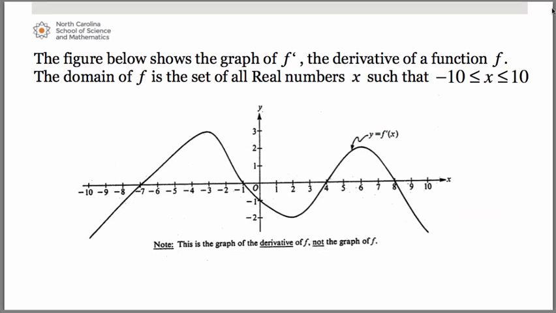We were given a figure that is the graph of f prime, the derivative of a function f. The domain of f is the set of all real numbers. And the graph we're looking at specifically is from -10 to +10. You'll notice a couple details here. They make it very prominent that you are looking at the graph of the derivative, not that of the original. Even to this day, when problems similar to this show up on the AP exam, you will see something similar to the note you see here.